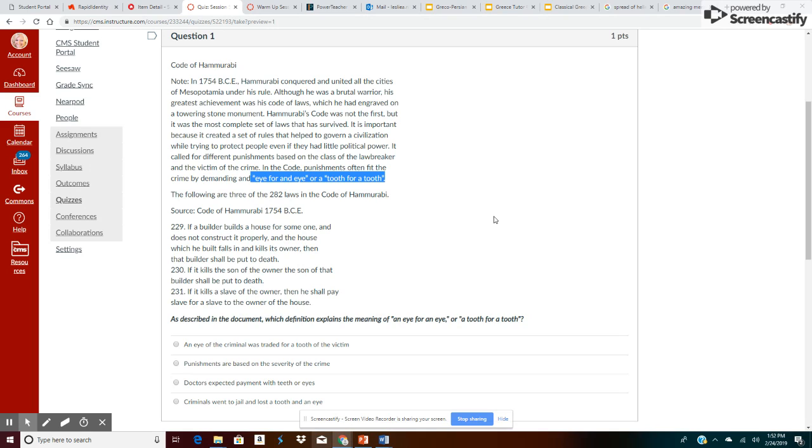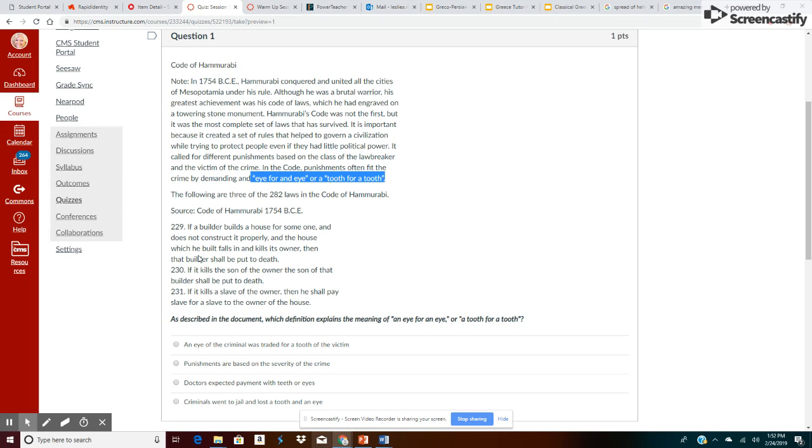The following are 3 of the 282 laws in the Code of Hammurabi. If a builder builds a house for someone else and it is not constructed properly, and the house falls in and kills its owner, then the builder shall be put to death. If it kills the son of the owner, the son of that builder shall be put to death.